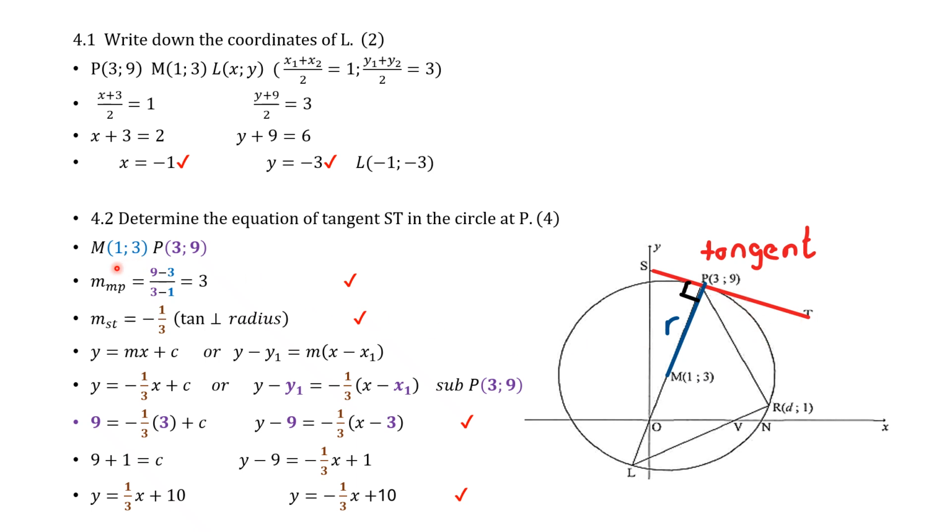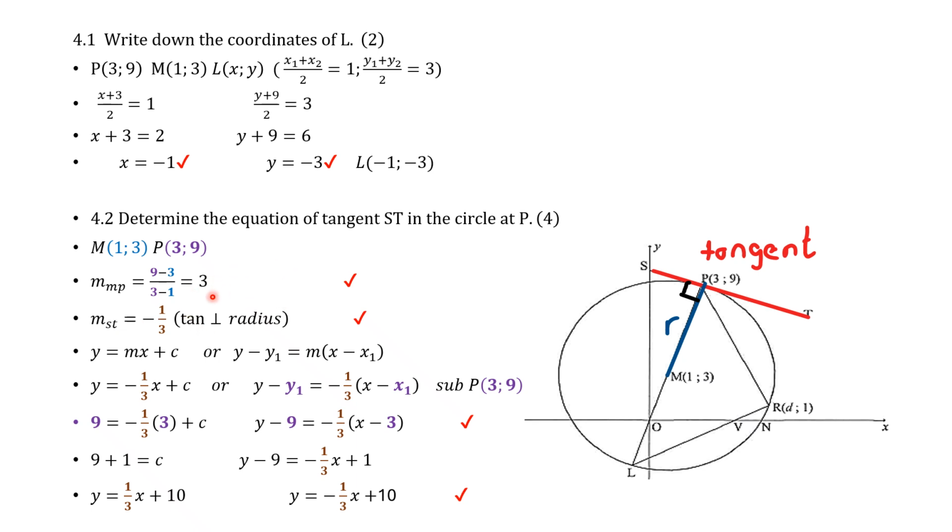So if I look there, M is (1, 3) and P is (3, 9). For my gradient for MP: 9 minus 3 over 3 minus 1. 9 minus 3 gives me 6. 3 minus 1 gives me 2. 6 divided by 2 would give me 3. So 1 mark for that gradient. The gradient of ST, which is the tangent, should then be flipped around. If that's 3 over 1, then the gradient of the tangent would become negative 1 over 3.